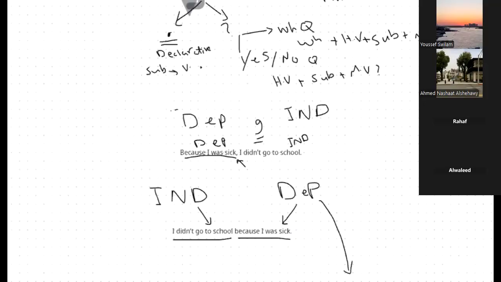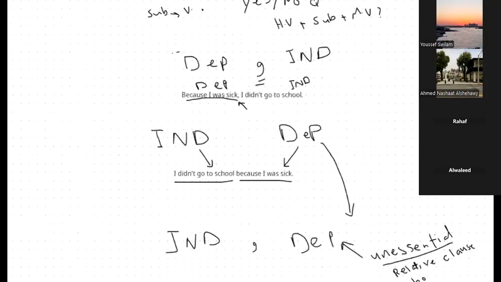What about if we switch? We start with the independent, then the dependent. In that case, don't put anything between them. I didn't go to school, independent. Because I was sick, dependent. Nothing between them.